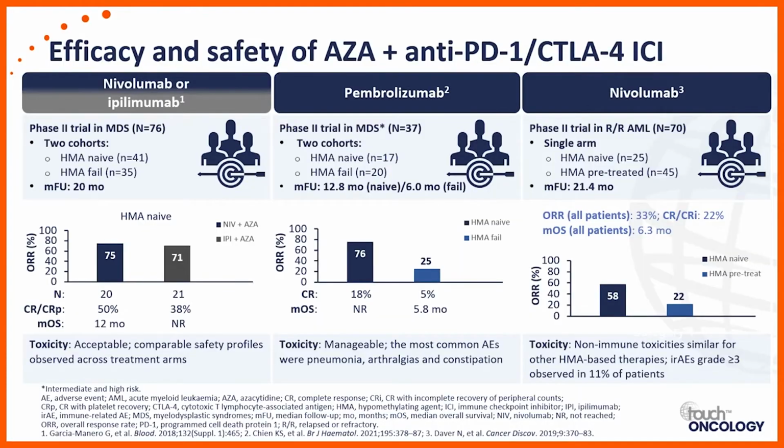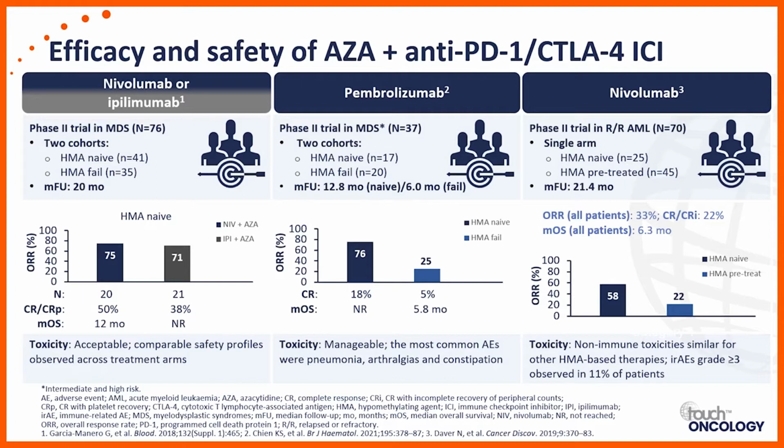In a basket exploratory phase 2 study, 20 patients with MDS who were treatment naive were treated with nivolumab and azacitidine. And 21 patients received ipilimumab and azacitidine. And the overall response rate was 75 and 71% respectively for the nivolumab and ipilimumab arms, with pretty encouraging composite complete remission rates, 50 and 38% respectively. And it's worth mentioning that the median overall survival in the ipilimumab arm was not reached, but the safety profile in both arms was comparable.